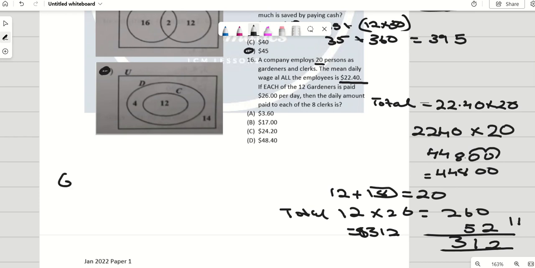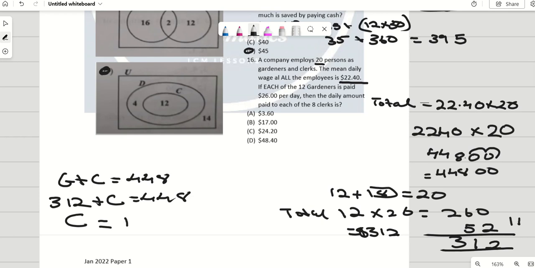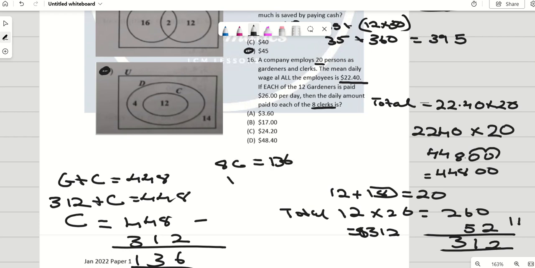So we know gardeners plus your clerks is 448. We know that your gardeners are 312 plus your clerks is 448. So to find the amount for clerks, the 8 clerks are being paid 448 minus 312. 8 minus 2 is 6, 4 minus 1 is 3, 3, so 136. That is how much your 8 clerks are being paid. Then the daily amount paid to each of the clerks. So 8 clerks is equal to 136, and so 1 clerk is 136 divided by 8.